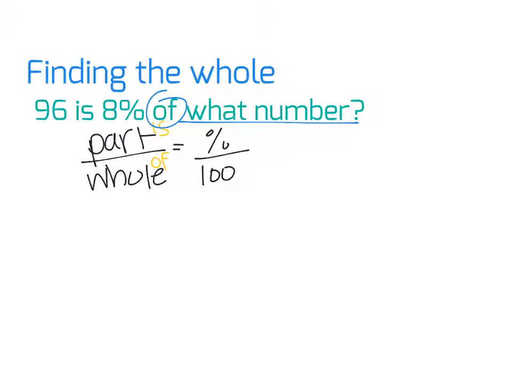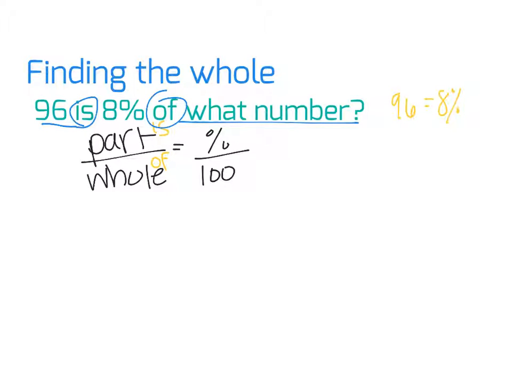So of what number, that means that's my whole. So I don't know what the whole is. I don't know what the 100% is in this case. But I know 96 is, and the "is" can come before or after. The "of" can also come before or after the number. 96 is going to represent that part. 96 is 8% of the number.